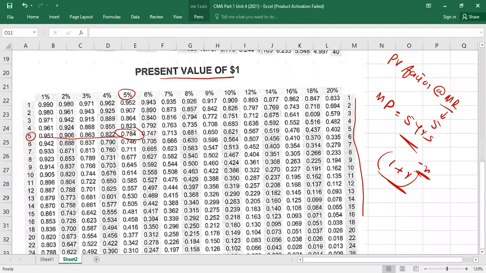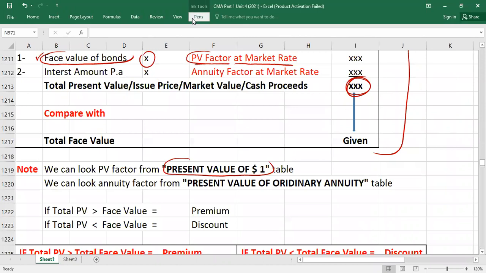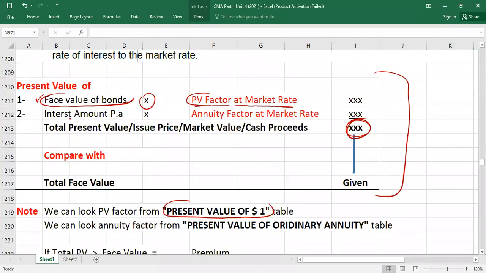0.784. Understood? This value you will multiply with what? With the face value. So going back to slide number 1, this is what I told you have to take when you calculate the present value. First you have to take the face value of the bond, and then multiply with what? The PV factor at what? Market rate. So you will get one value here.